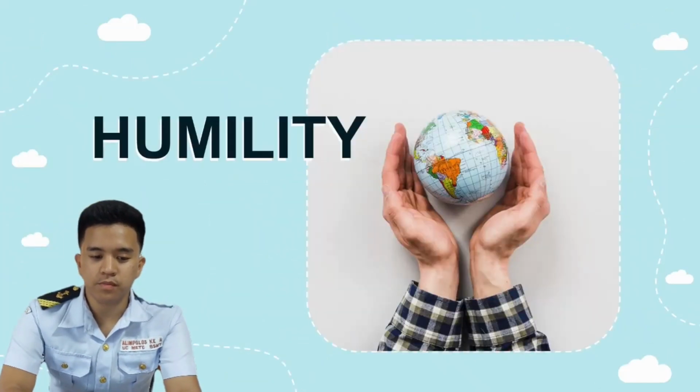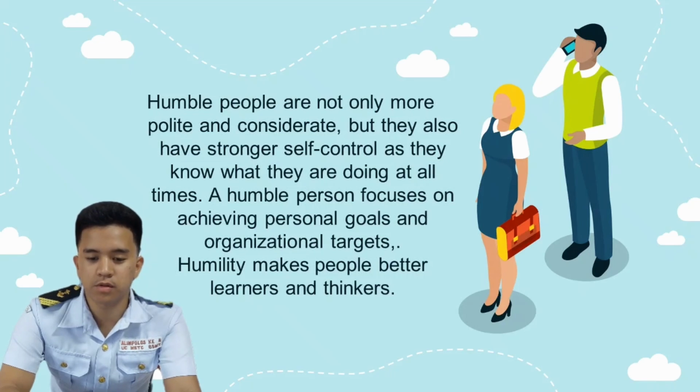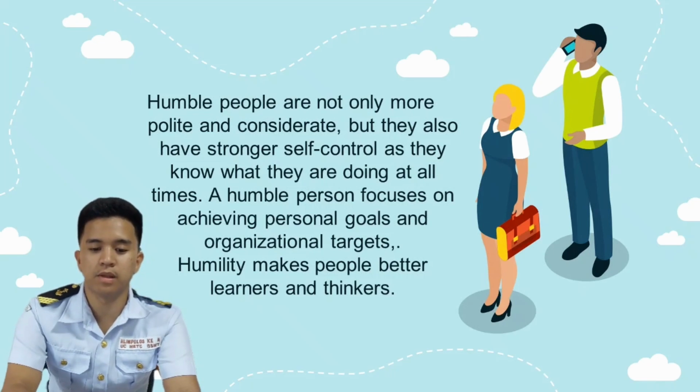Number two, humility. Humble people are not only more polite and considerate, but they also have stronger self-control as they know what they are doing at all times. A humble person focuses on achieving personal goals and organizational targets. Humility makes people better learners and thinkers. Humility is, in fact, one of the most powerful and important attributes of growth, both in and out of the ring. Being humble helps to build trust and facilitates learning, which are key aspects of leadership and personal development.